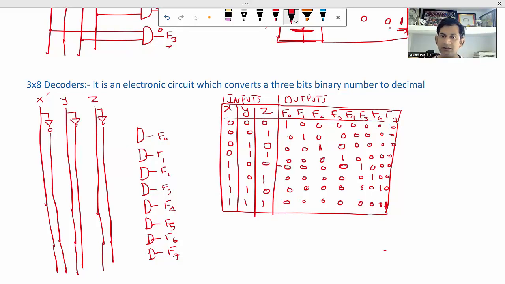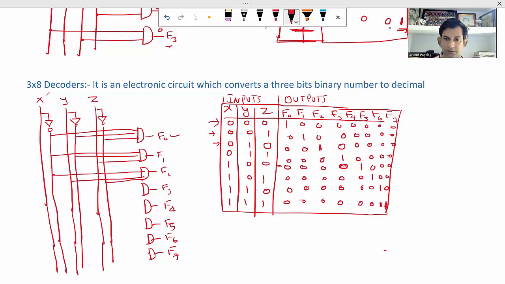Now we are going to join the same thing. As per this, we'll join F0. As per this, we'll join F1. So 0 0 0, all are zeros, so we'll join with the NOT lines of each of X, Y, Z. We're taking NOT lines of each because they are zeros. Now here 0 0 1. Okay. Now it is 0 1 0. So for 0, take the NOT line. Okay. 0 1 0. Okay.